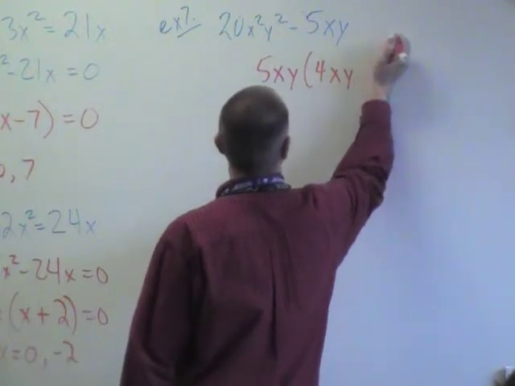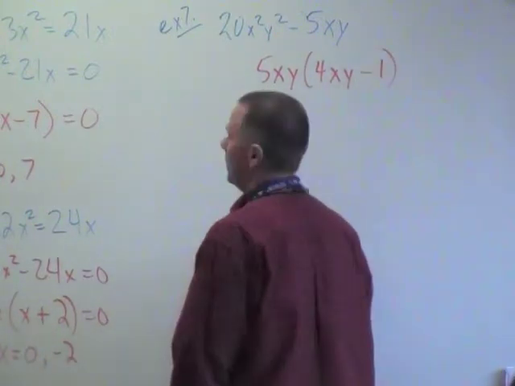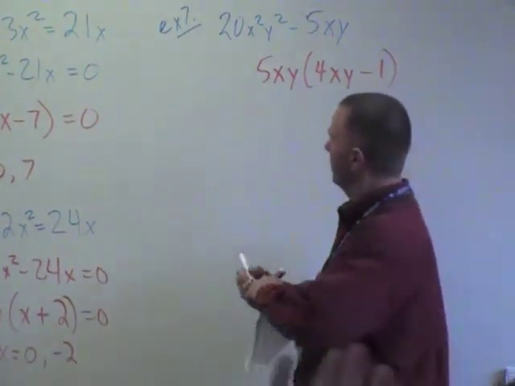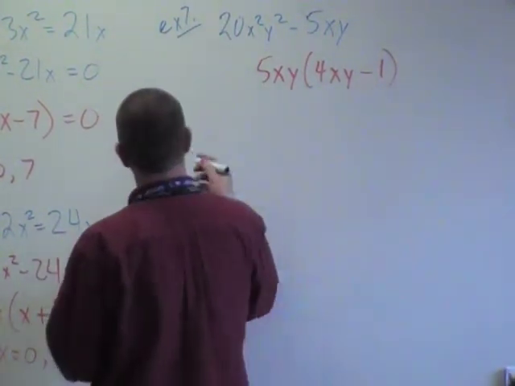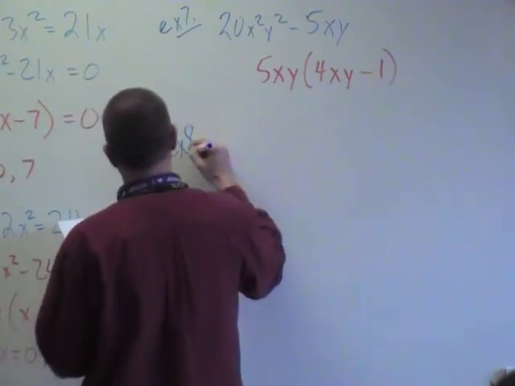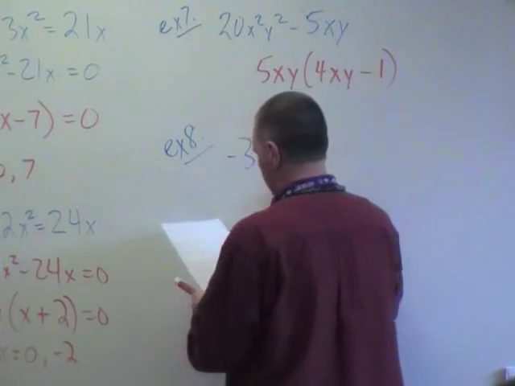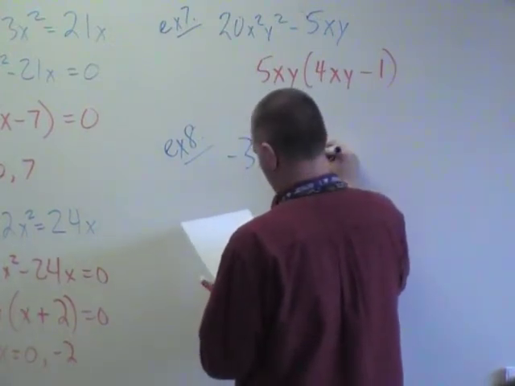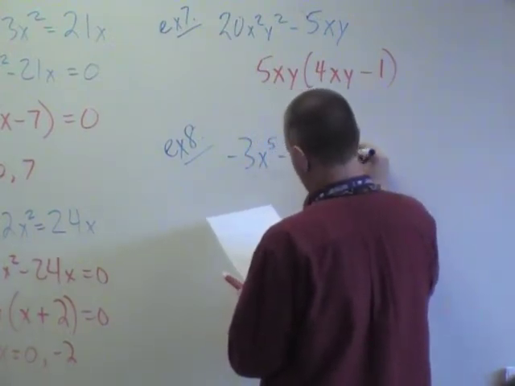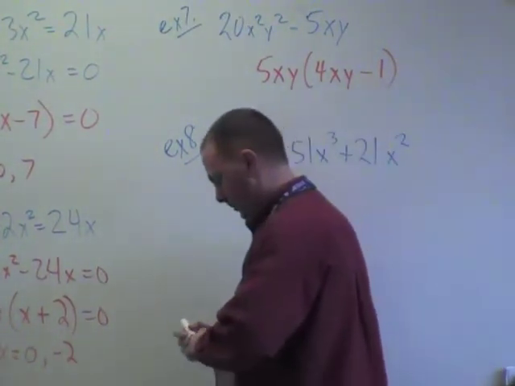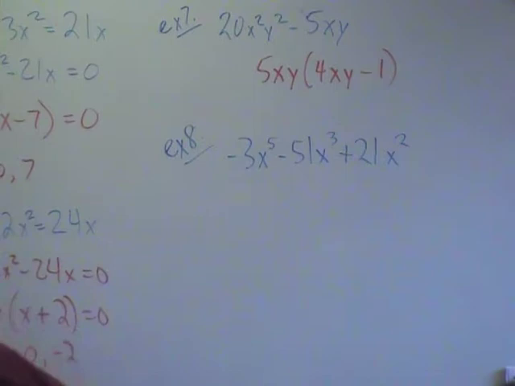5xy parentheses 4xy plus 1. Minus 1. Who got that right? Oh my gosh, this is easy. You might be able to move ahead here in a little while. Example 8, last one. Here we go. This is a long one. Negative 3x to the 5th minus 51x cubed plus 21x squared. Factor it.